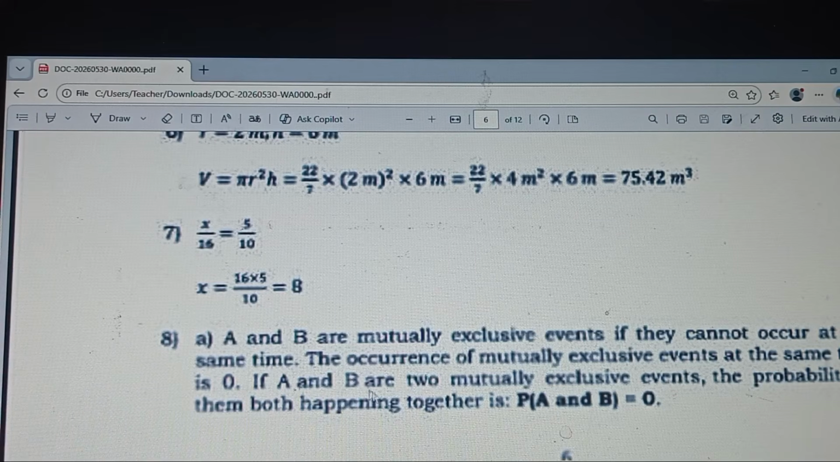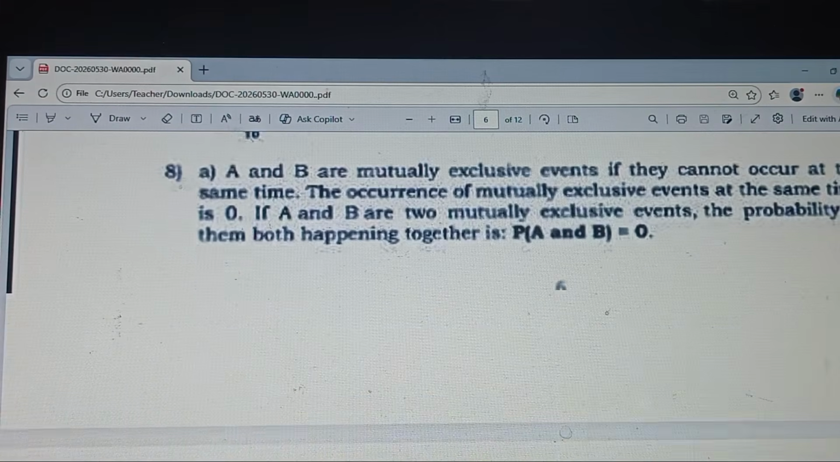If A and B are two exclusive events, the probability of them both together, A intersection B, is 0. This means the probability of A union B is equal to the probability of A plus the probability of B. Don't forget that. Okay, good.